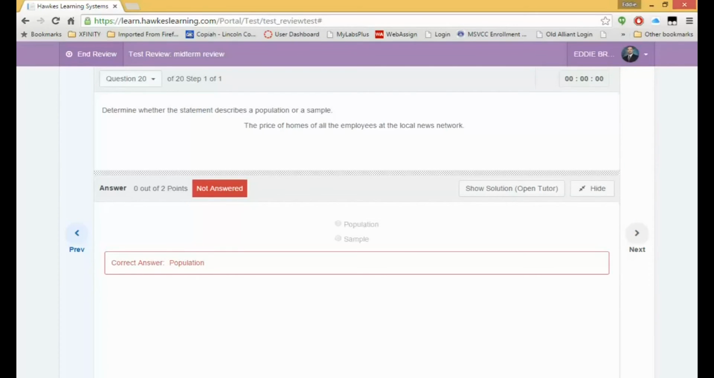Alright, determine whether the statement describes a population or a sample. The price of homes of all the employees at the local news network. So since it's all of the employees at the network, that would be a population. If it would have been like maybe the price of the homes of the sports reporters at the local news network, then that would be a sample. But since it's the price of the homes of all the employees, it's a population.